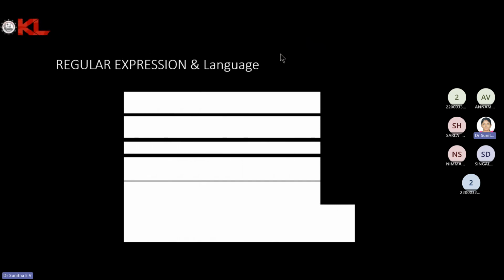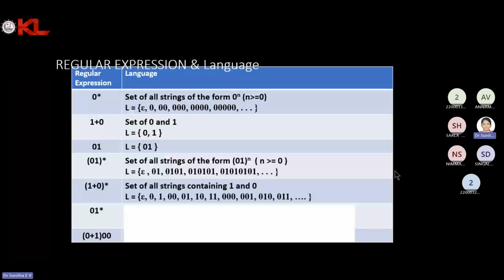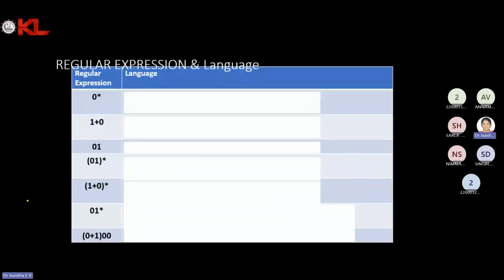Then regular expression, some examples we can see. Suppose 0 star. This one is a regular expression. And it represents 0 or more occurrences. 0 star means when the star is 0, the number of occurrences of 0 is 0, which means it is epsilon. Then it can be 0, or 2 zeros can occur, or 3 zeros can occur, like that.